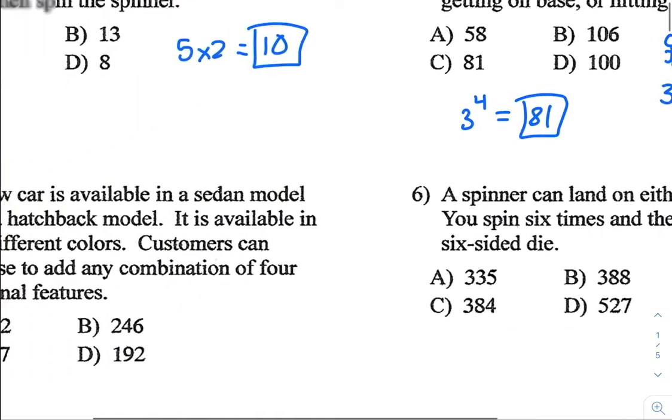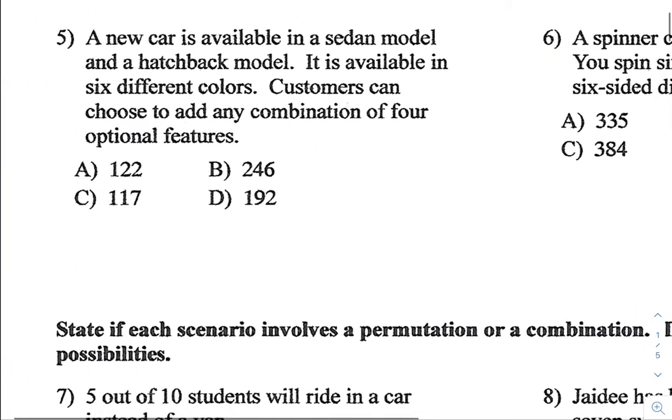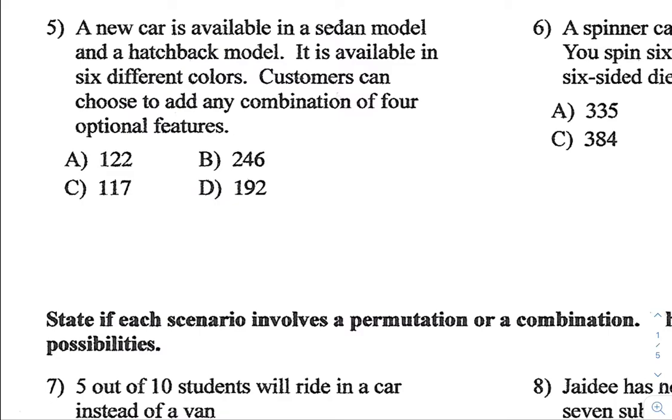All right, number 5. Now, when you do number 5, let's read. A new car is available in a sedan model and a hatchback model. So that's 2 different types of models, so I'm going to write 2. It is available in 6 different colors, so I'm going to multiply by 6 because there are 6 color options. Now here's a part where it gets a little tricky, but you just have to view it in this manner. Customers can choose to add any combination of 4 optional features.